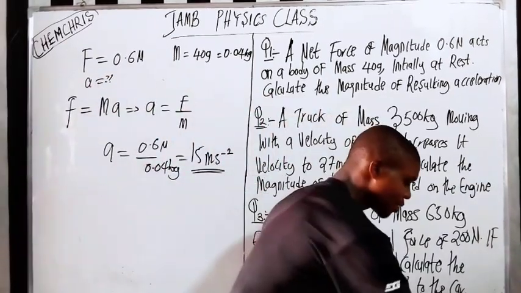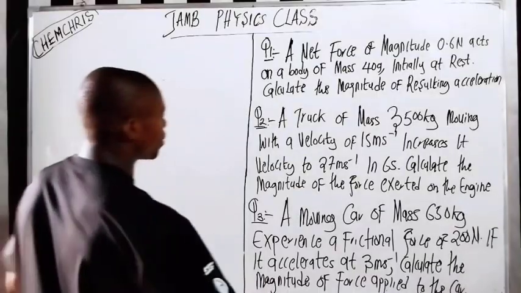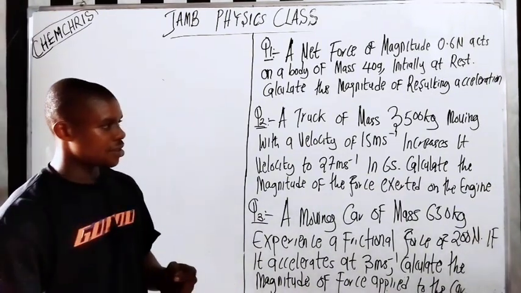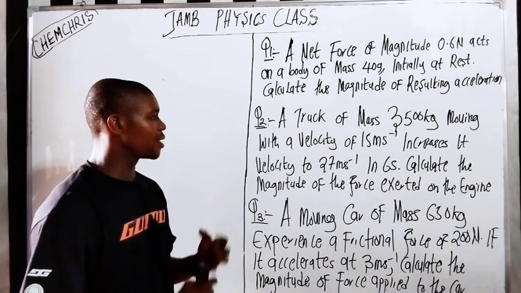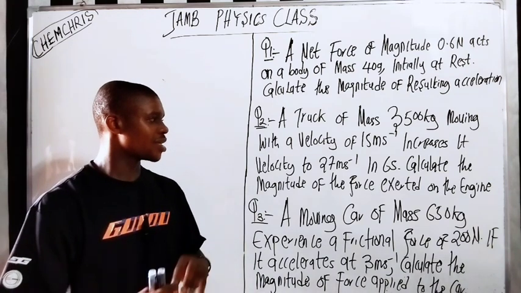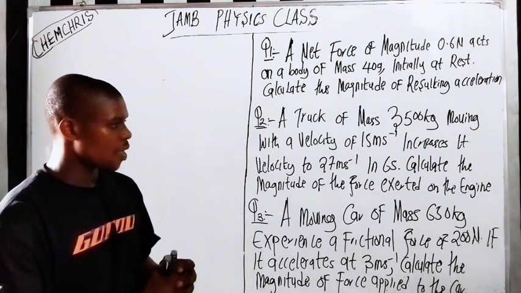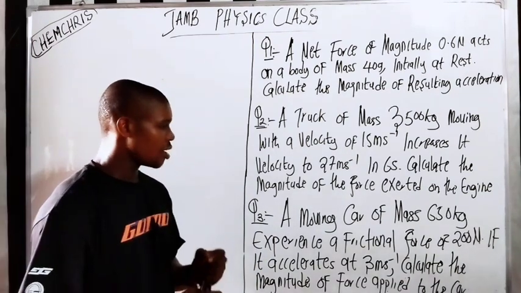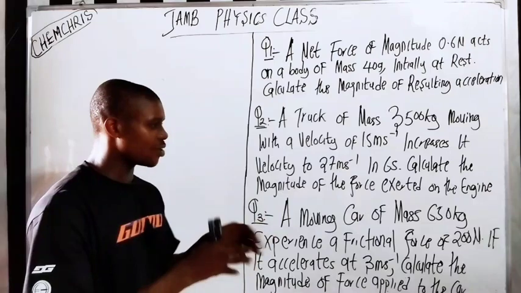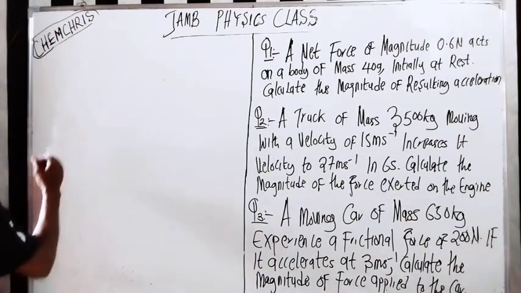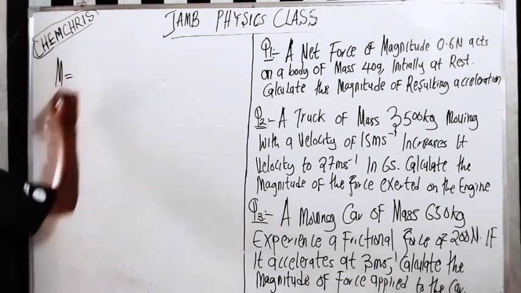So look at the second question here. There's a truck of mass 3,500 kg moving with a velocity of 15 meters per second, increasing its velocity to 27 meters per second in 6 seconds. Calculate the magnitude of the force exerted on the engine. So that is my mass.